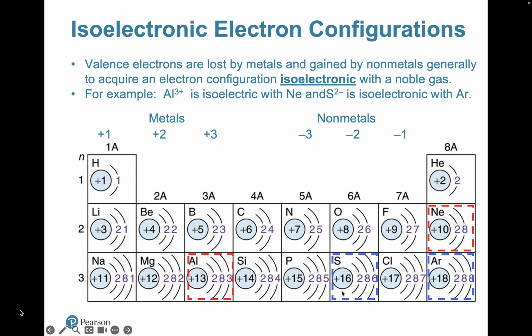Same thing happens with sulfur. Sulfur needs 2 electrons in its outer shell to make its outer shell have 8 because it's a nonmetal. And so when it gains those 2 electrons, it will have the same number of electrons as argon, because argon has 2, 8, and 8 as well, right? And so you can do that with any of the elements and figure out what its isoelectronic partner is. And every atom's isoelectronic partner will be a noble gas, right?